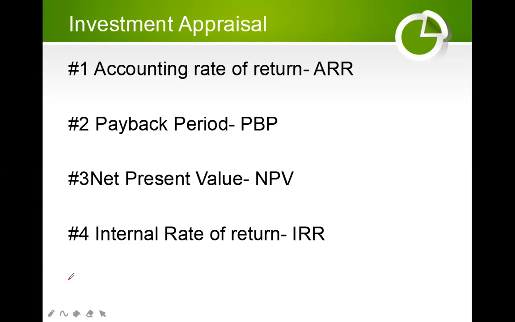But today, my main focus is on these four methods that I've highlighted. Number one, we've got the accounting rate of return, which we call ARR. Then two, we've got the payback period, which we call the PBP. And number three, we have the net present value, which we call the NPV. And the last one is the internal rate of return. So I'm going to concentrate in this video only on these two methods. These are quantitative methods, and we are supposed to have our calculators by our side so that we can do the math together.